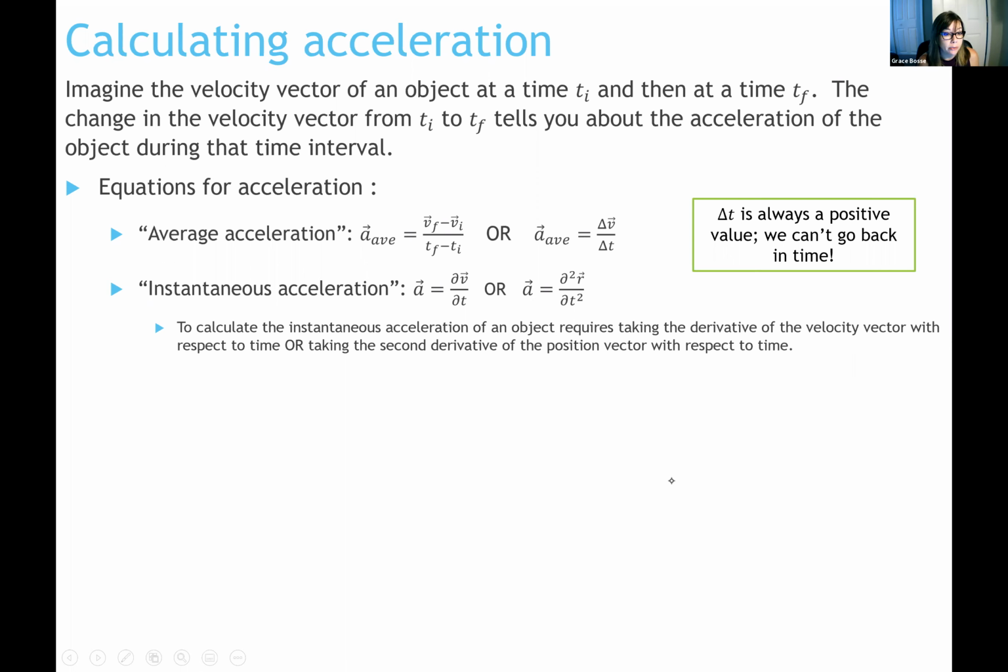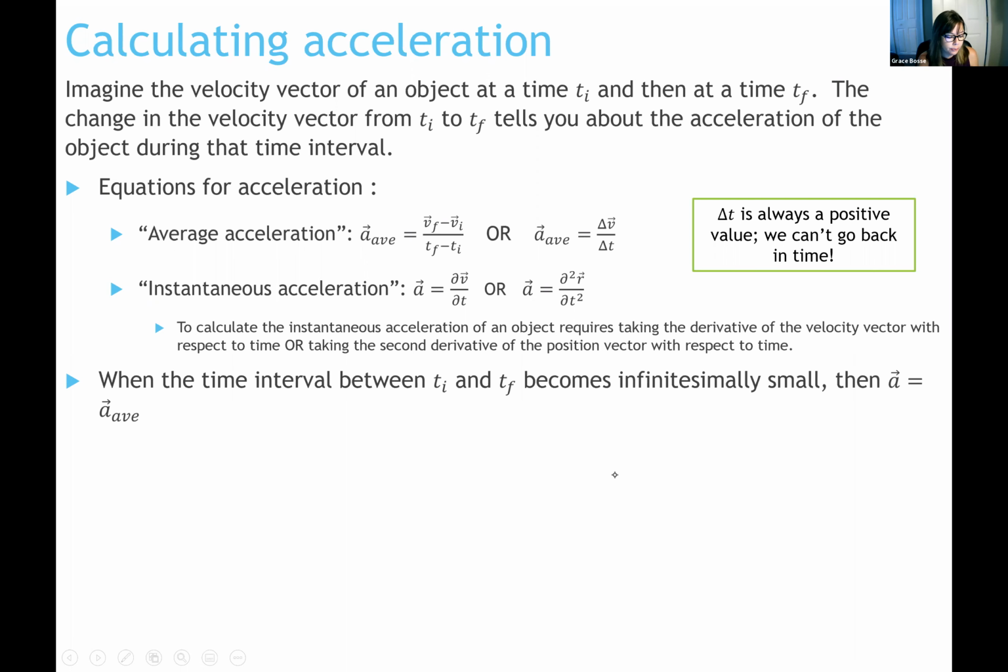I want you to be aware of it to understand this relationship, that whatever way you're calculating acceleration, it's always describing a change in velocity divided by a change in time. The only difference between these two things is that time interval. When you're calculating a derivative, it's for an infinitesimally small period of time. But in the limit, where your time interval becomes infinitesimally small, that means that your average acceleration and your instantaneous acceleration are equal to each other.